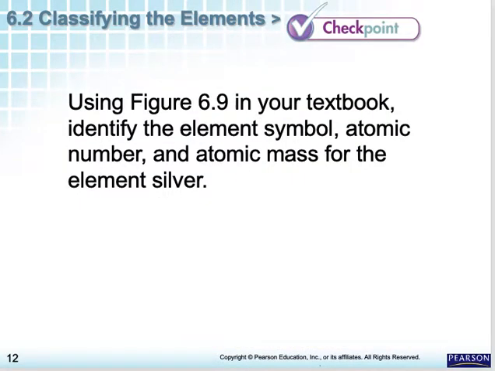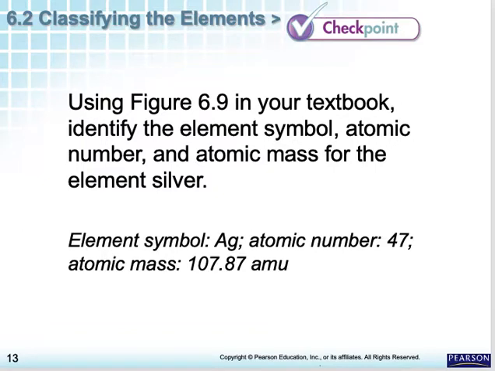And you look in your book for the atomic number and mass for the element silver. And you should be able to tell us what those are. And it should be Ag. Atomic number is 47, and atomic mass is 107.87.